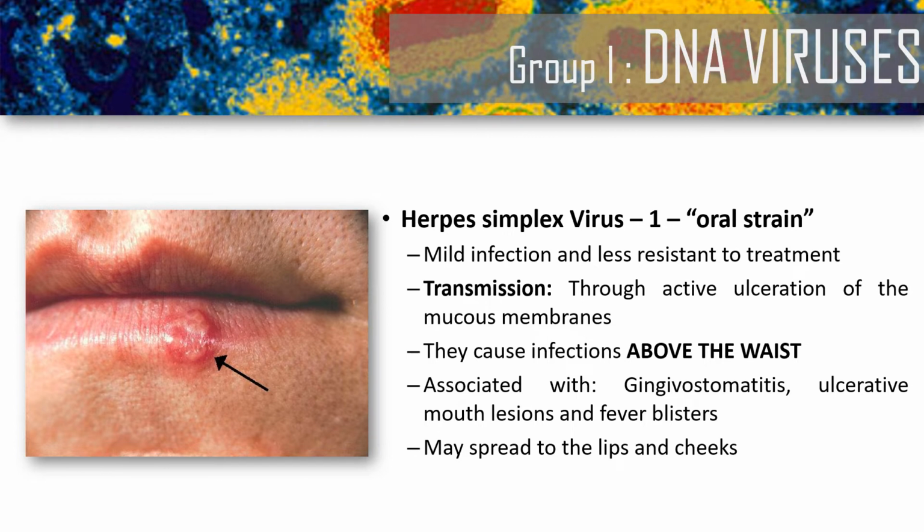So, you have your herpes simplex virus 1, oral strain. Usually, with herpes simplex virus 1, class, they cause infection above the waist. Okay, and the infection is mild and less resistant to treatment, with transmission through active ulceration of the mucous membrane, associated with gingivostomatitis, ulcerative mouth lesions, and fever blisters. And then it may spread to lips and cheeks. So this is the best example of your herpes simplex virus 1 oral strain.